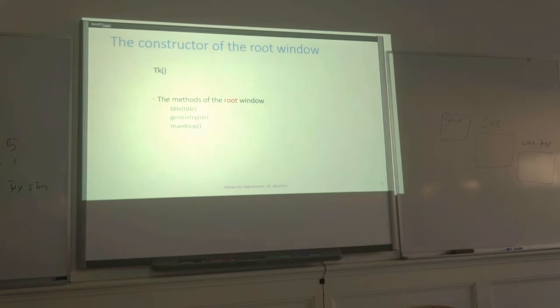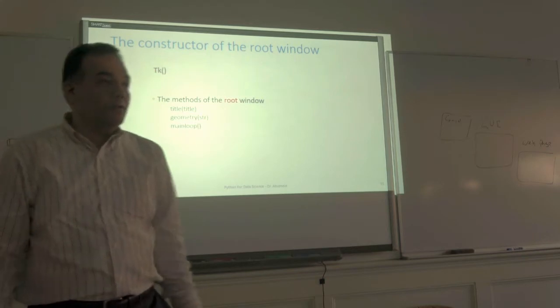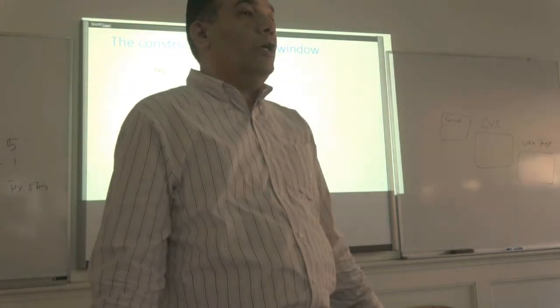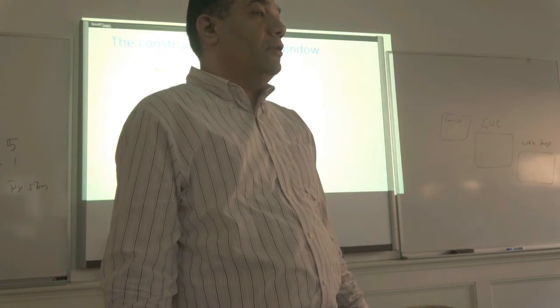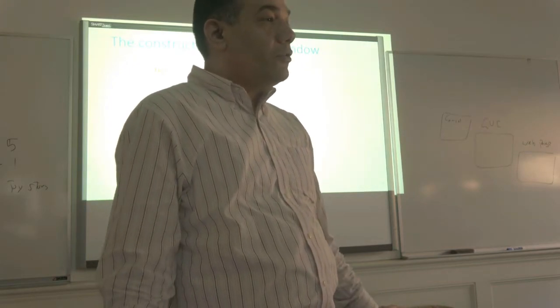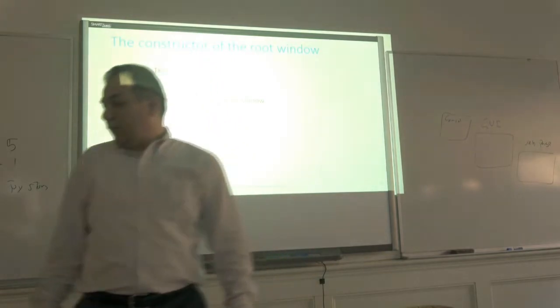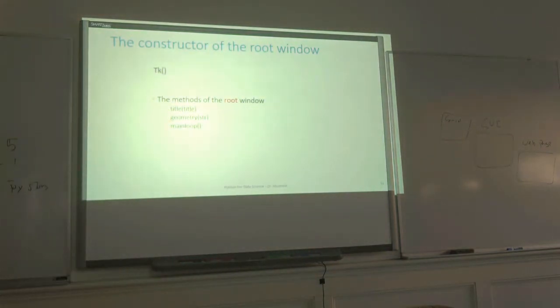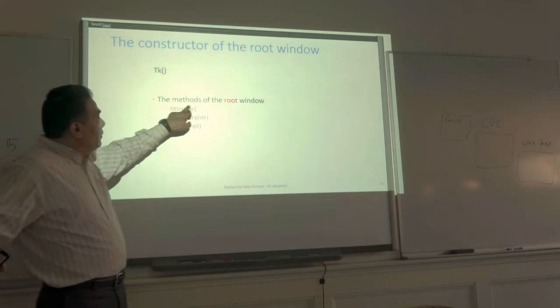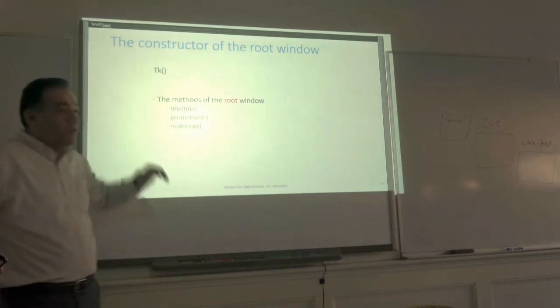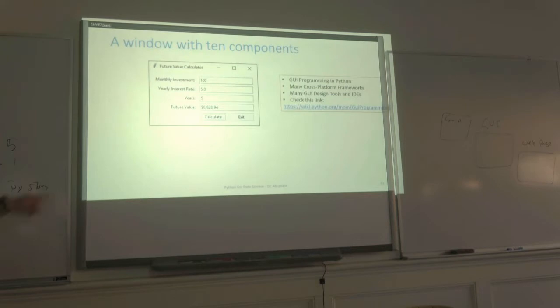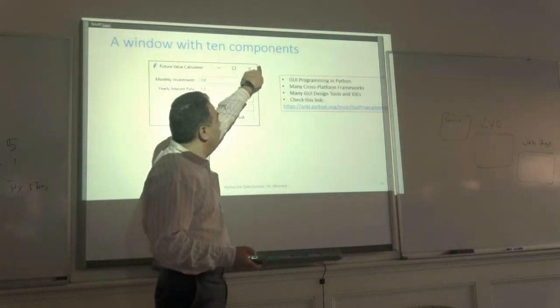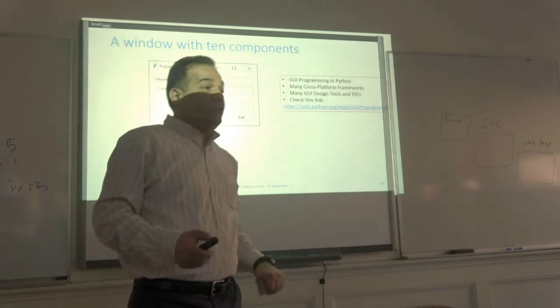So we have Tkinter, we have the constructor, which is Tk. So Tkinter, everything we said in Python is what? Classes. And to call a class, how do you call the class? By the constructor. You're calling the constructor, you start the class. So the constructor is Tk, okay? So the methods of the root window. The first thing you have to do is create a root window. This is a root window, right? And you create this by the constructor.